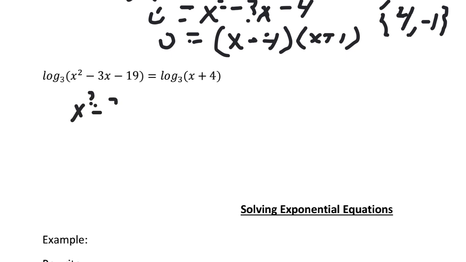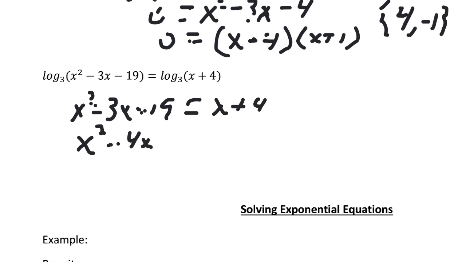x squared minus 3x minus 19 equals x plus 4. Get it equal to 0 because it's a quadratic. x squared minus 4x minus 23 equals 0. That's negative 19 minus 4. And this one doesn't factor. So I'm going to have to go with my quadratic formula.